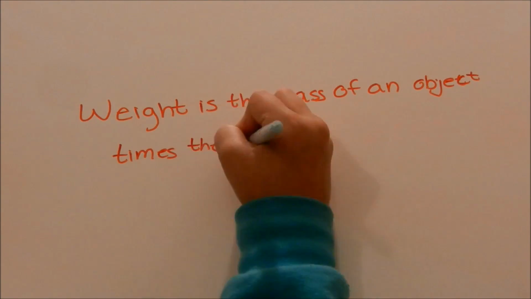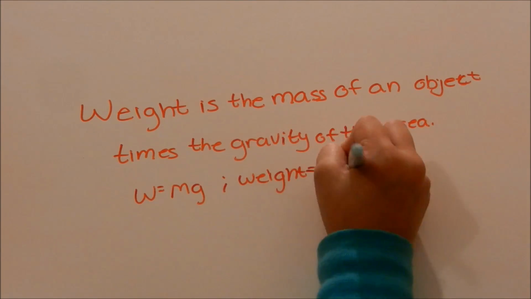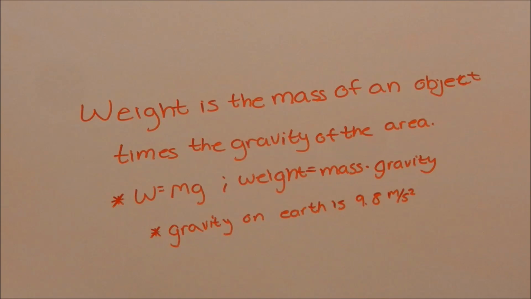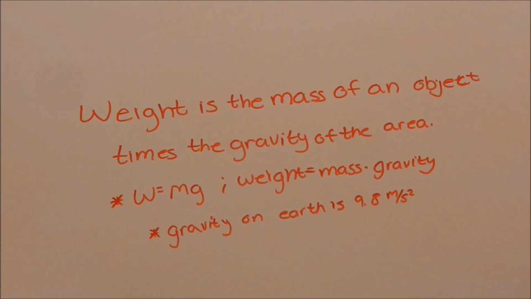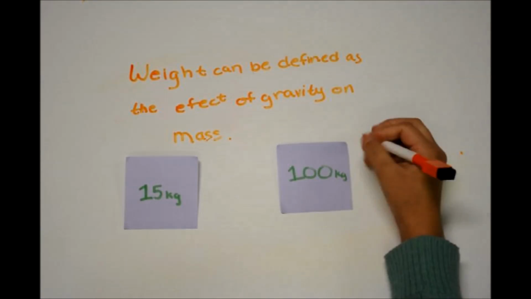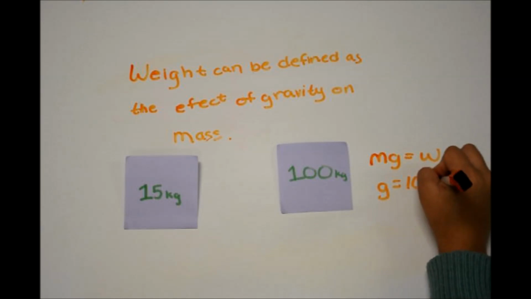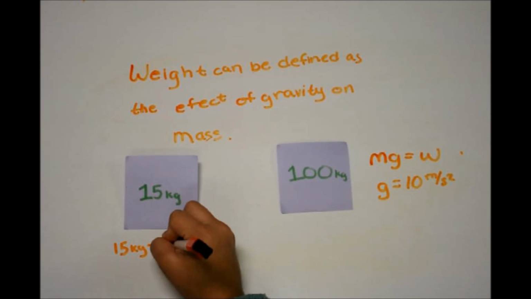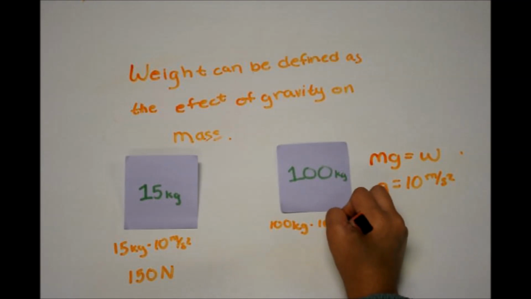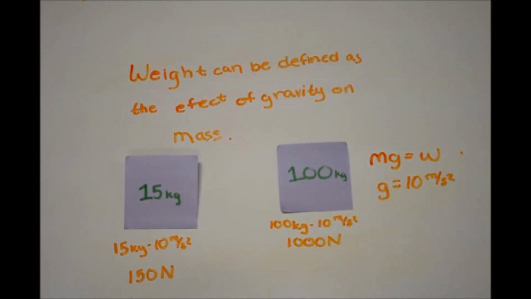Weight is the mass of an object times the gravity of the area. The equation for weight is W equals mg, or weight equals mass times gravity. The gravitational pull on Earth is 9.8 meters per second squared. The gravitational pull is approximately 10 meters per second squared. So for an object with a mass of 15 kilograms, the weight would be about 150 newtons. And for an object with a mass of 100 kilograms, the weight would be about 1,000 newtons.